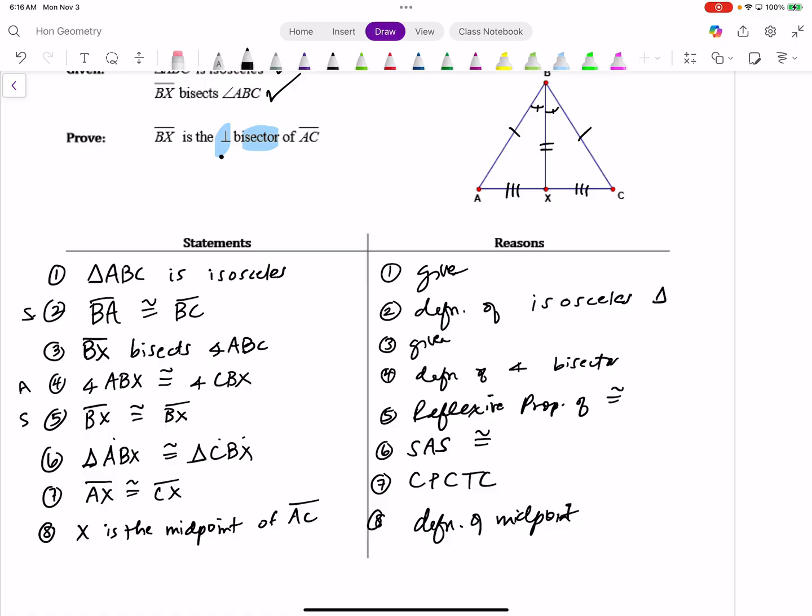What do I want to do next? Now this one, oh no, that's basically got me the bisector part. The perpendicular part, I know that this angle is congruent to this angle. So angle BXA is congruent to angle BXC because of corresponding parts of congruent triangles are congruent.